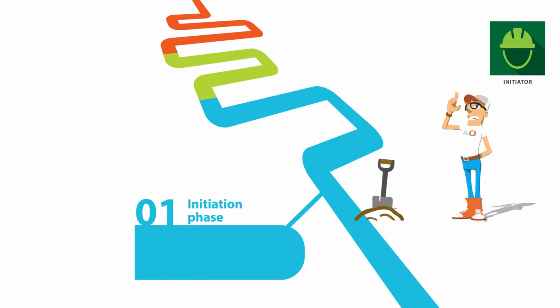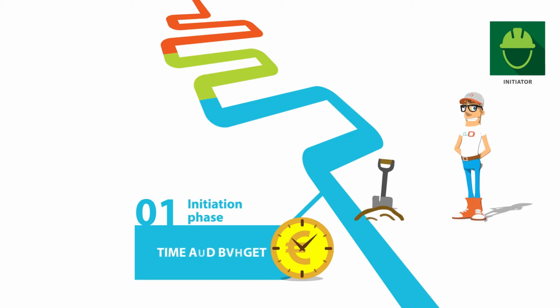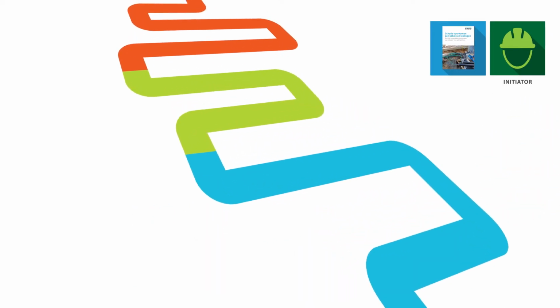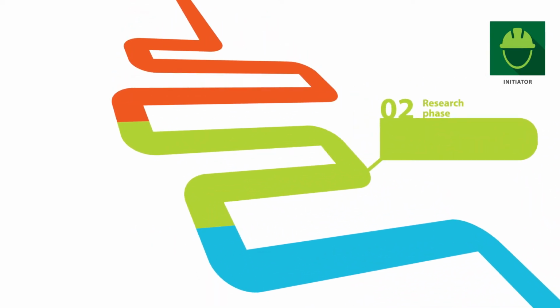In this phase, the initiator ensures that it is possible to excavate with care and that enough time and budget is made available to be able to follow the process steps in the CROW 500 guidelines. In the research phase, the initiator conducts a risk inventory. This forms the basis for a successful final result.